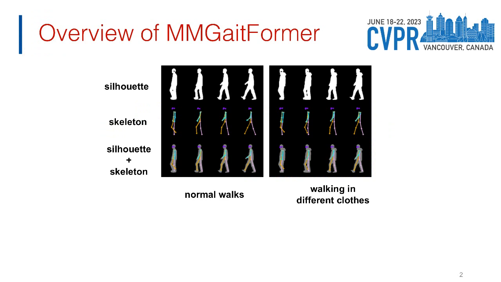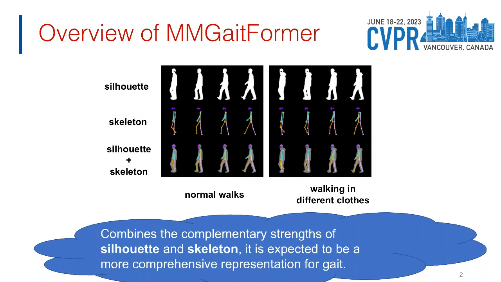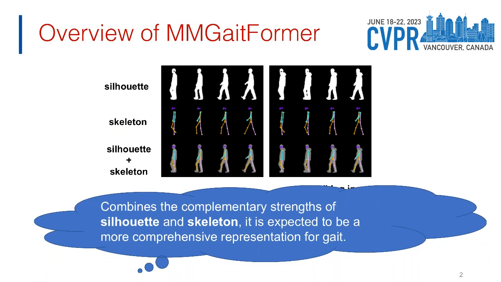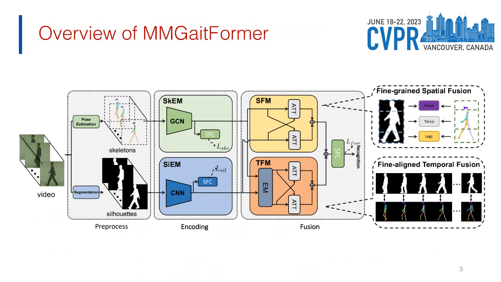The two data modalities are complementary to each other, and their combination is expected to be a more comprehensive representation of gait. Motivated by this observation, we present a transformer-based gait recognition framework called Gaitformer, which consists of 4 modules at 3 stages. In the preprocess stage, the silhouette sequence and skeleton sequence are extracted from the original RGB video by segmentation method and pose estimation method, respectively.